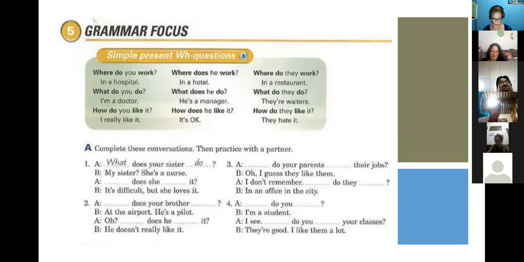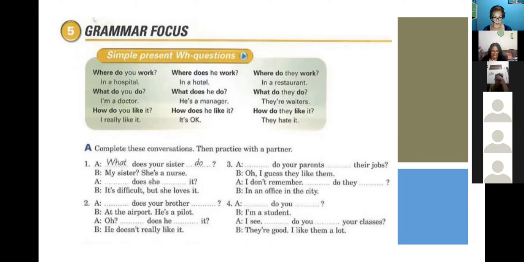And finally, number four. A volunteer for number four. Me, teacher. Okay, thank you, Daniel. Okay, number four. What do you do? I am a student. I see. What do you like your classmates? They're good. I like them a lot. Okay, very good. How? Solo aquí sería how, ¿verdad? How do you like? Okay. De ahí todo está bien. Excelente. Thank you so much.